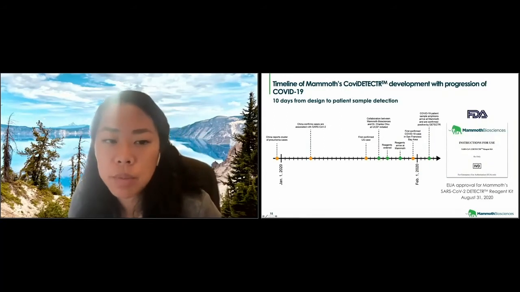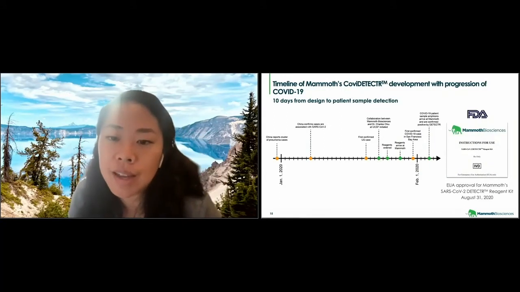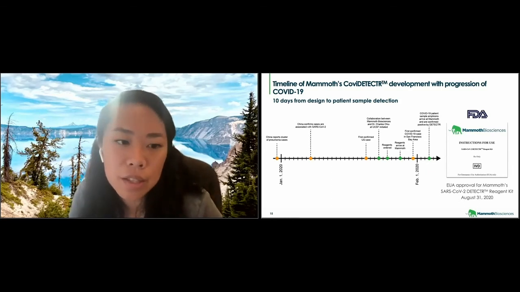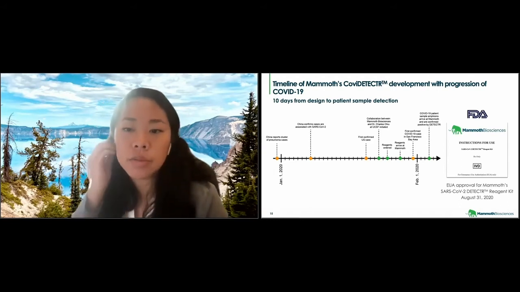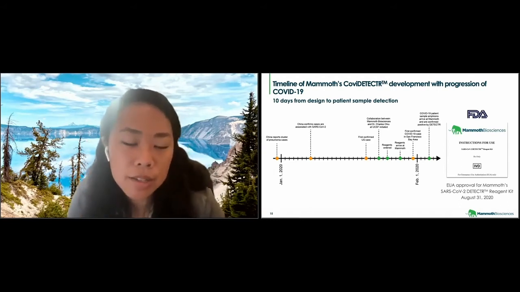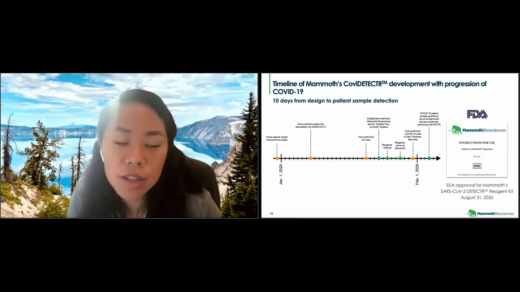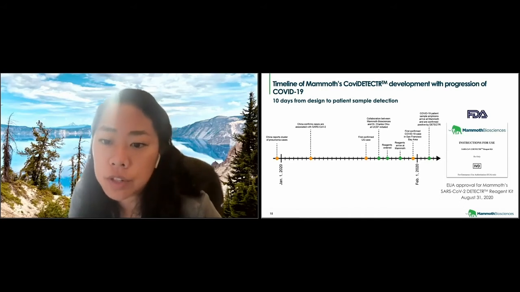So shifting into some of the work at Mammoth, this timeline is a snapshot of some of the key events that occurred during the early days of the SARS-CoV-2 outbreak in relation to the development of our detector assay. One interesting piece of history is that we started looking at this virus before there was an official name for the pathogen or the disease, and it really was early on that we figured that it was important, and we had the potential and opportunity to use our detector system to go after SARS-CoV-2.